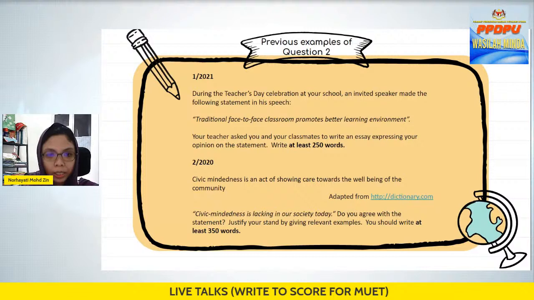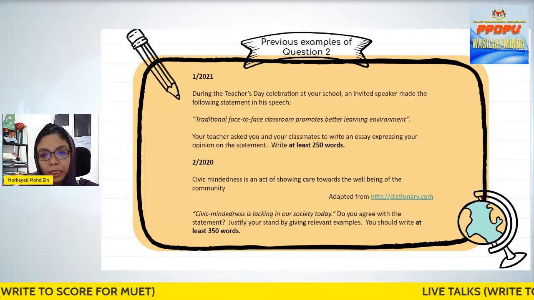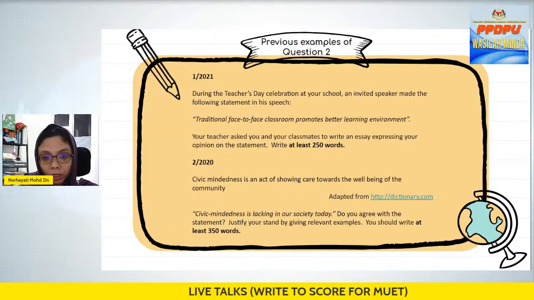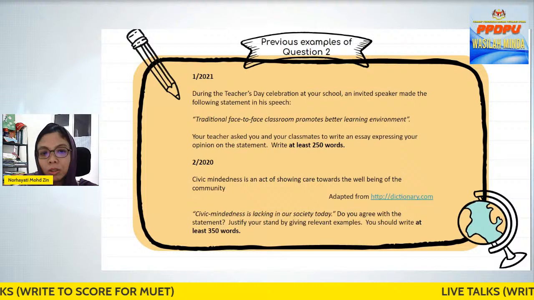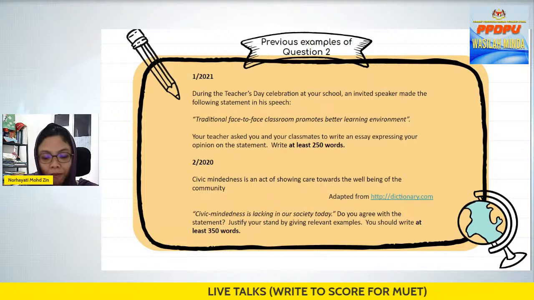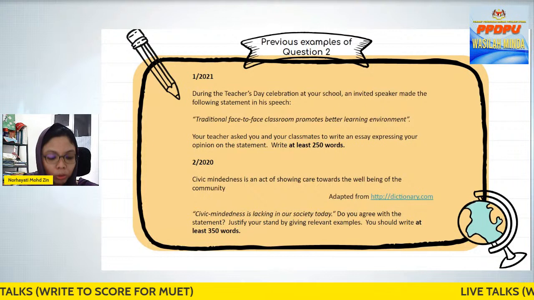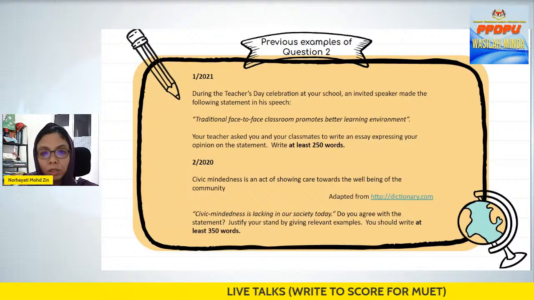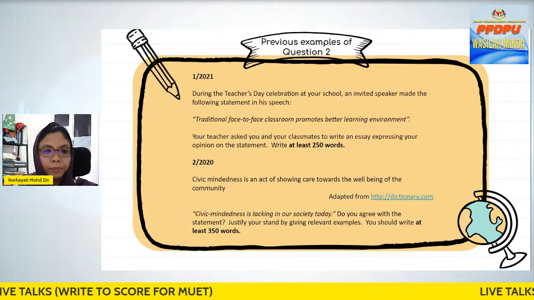Okay, bila kita tak menjawab soalan, walaupun language tu baik, even though your language is good, you will not get high marks because you have misunderstood the task. So if you have gone off tangent, you will not get a band 5. We will not give you that band. We would pull down your band because you have misunderstood the task. When you have misunderstood the task, it means you have misunderstood the language. Okay?